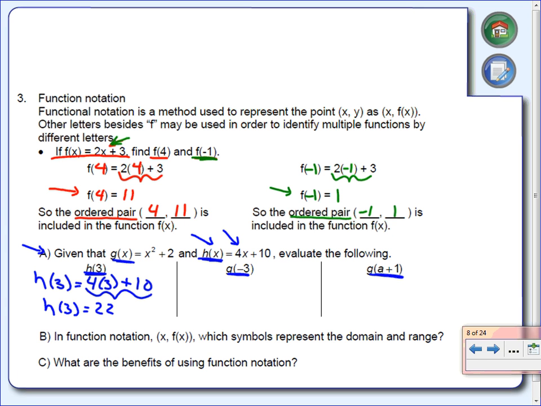But I can also write that as an ordered pair. Anybody know what ordered pair that would be? 3, 22. So for right now, what I'm going to have you guys do is write it both ways, both in the function notation, and then I'm also going to have you write it as an ordered pair, just so we get a little practice on both.